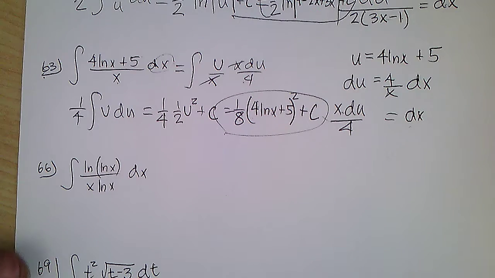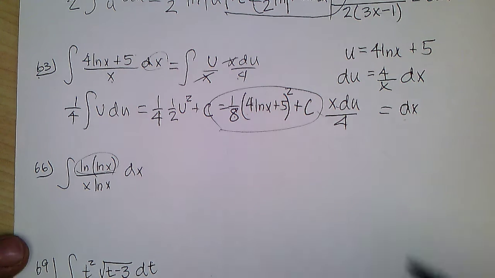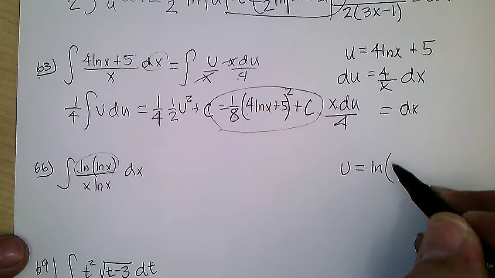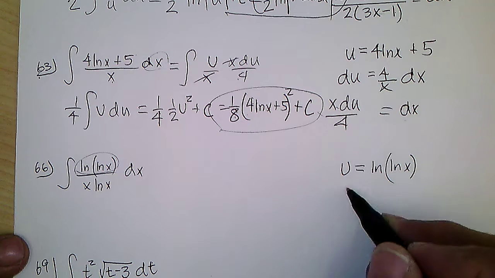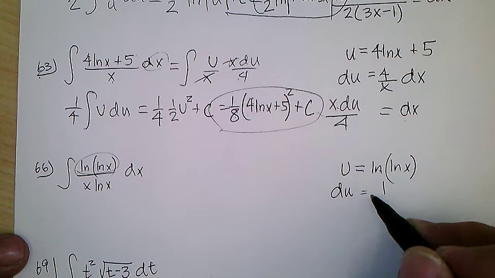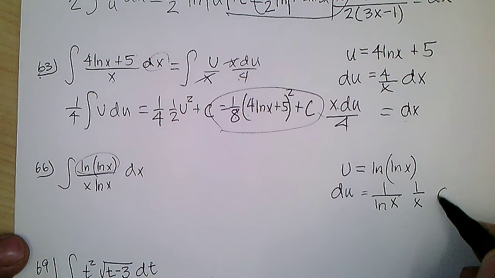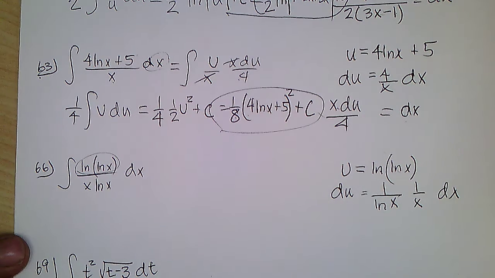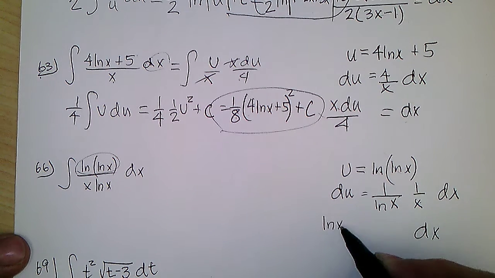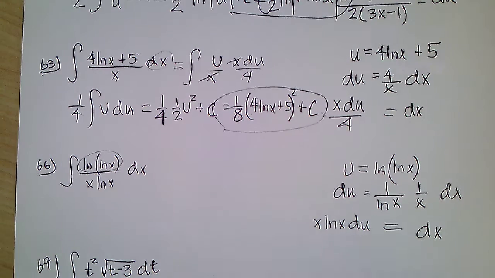On this one, I saw people doing double substitutions, whatever, but I think the derivative of this is pretty sweet. Let's take a look at that. If I let u equal ln of x, then du would be the derivative of this, which would be 1 over ln x times the derivative of the inside, which is 1 over x dx. So these are both in the denominator, so if I solve for dx, it becomes ln x times x times du is what I'm going to replace dx with.